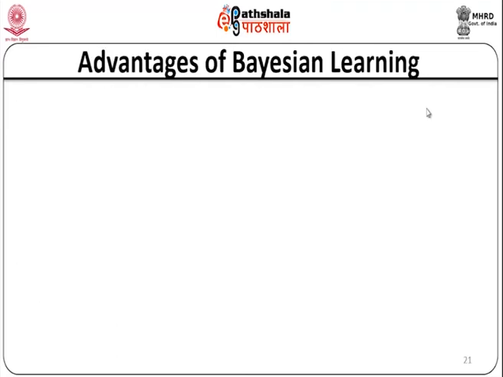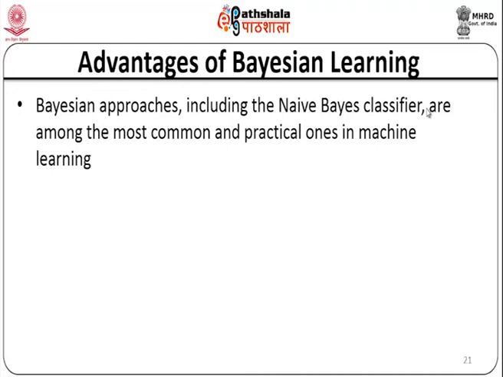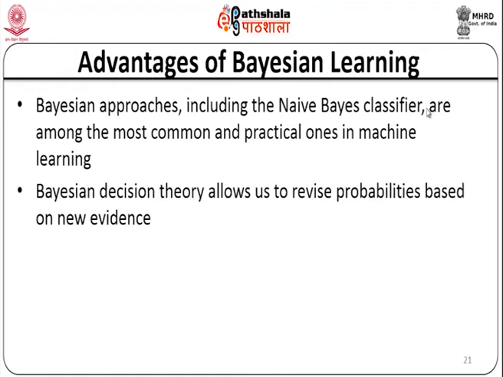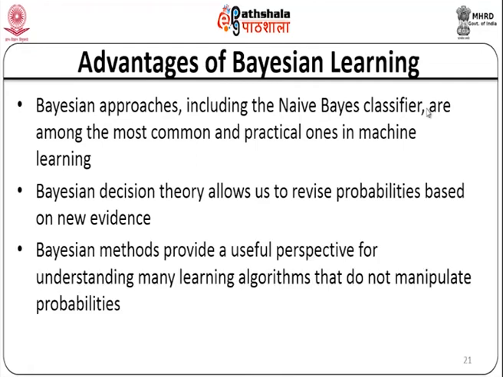And so the advantages are: Bayesian approaches including naive Bayes are among the most common and practical ones used in machine learning. Bayesian decision theory allows us to revise probability based on new evidence. That is very important. As new evidence comes in, you can revise the probabilities. And Bayesian methods provide a useful perspective for understanding many learning algorithms that do not manipulate probabilities. It helps you to understand.